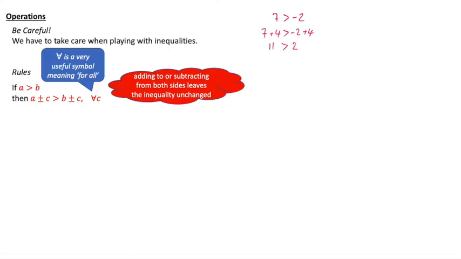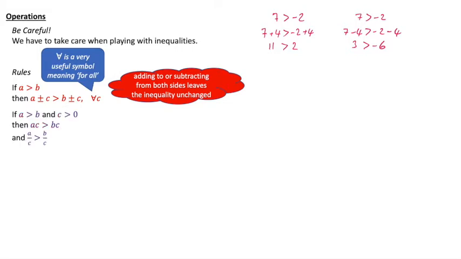And we have some examples. So 7 is greater than minus 2. If we add 4 to both sides, then the inequality stays the same way around, and we end up with 11 is greater than 2, which we can see is true. 7 is greater than minus 2 again. This time we're subtracting 4 from both sides, and again it works out okay, and we end up with 3 is greater than minus 6, which again we know is true.